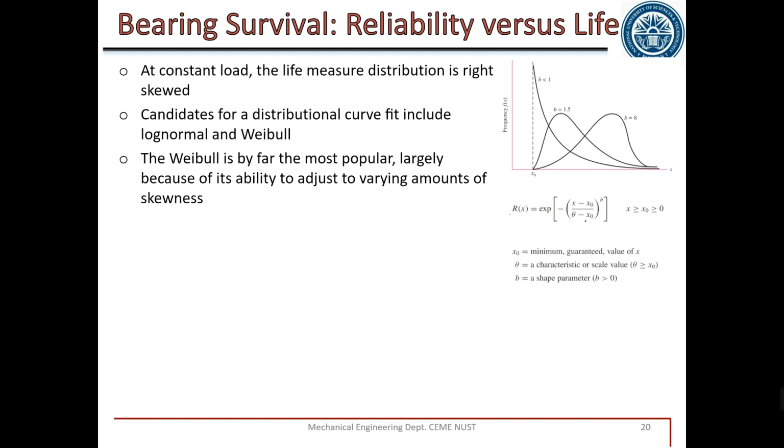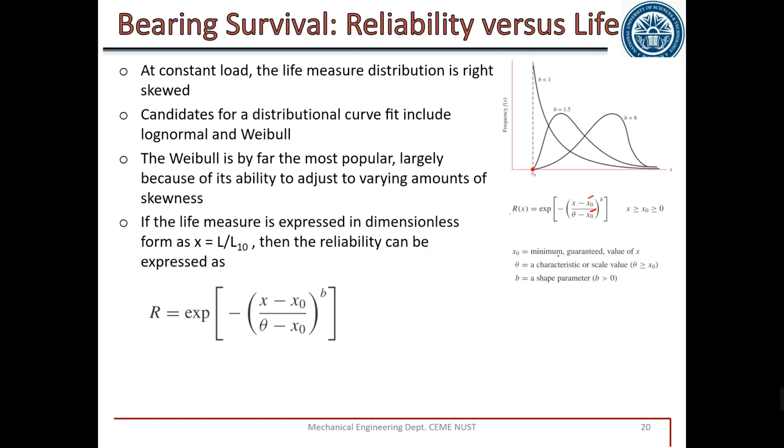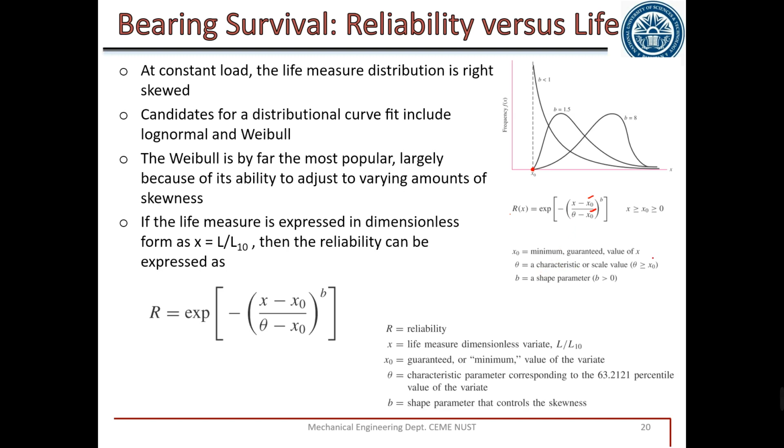What is x naught? X naught is the minimum guaranteed value. For example, if for your case x naught is, let's say, 4 kilonewton, it is impossible that any bearing or anything fails below this value. So it is a minimum guaranteed value, x naught. Theta is a value which gives a percentile score of 63.21%.